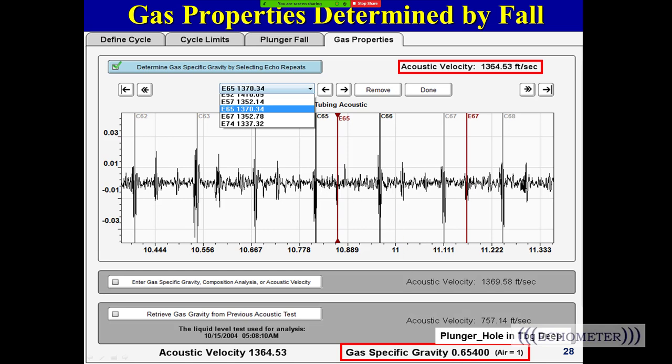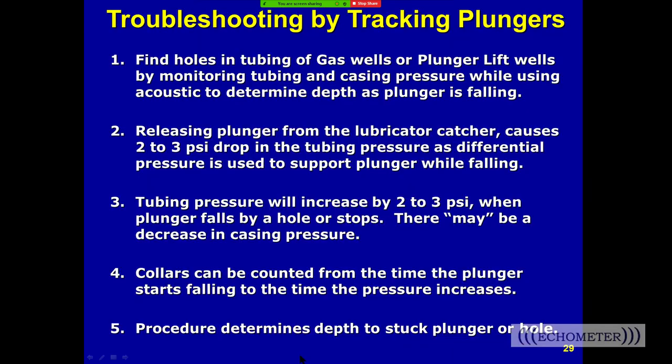Echo, echo, there's an echo, there's an echo, the collar, there's an echo. When you pick those, it summarizes them, does an average to determine the average acoustic velocity and then the gas gravity of the gas in the tubing that you're producing as well.